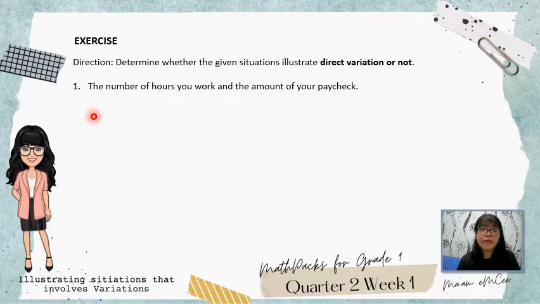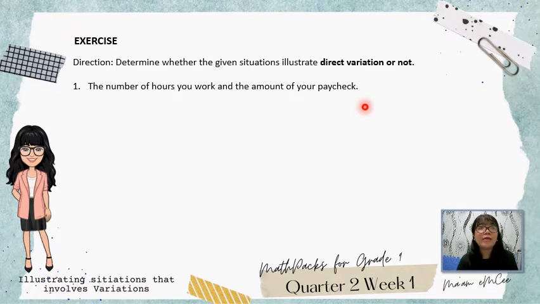So, is this a situation illustrating direct variation or not? What do you think will happen if the number of hours you work increases? Do you think the amount of your paycheck will also increase or decrease? If your answer is it will increase, then this is a situation illustrating direct variation, because as the number of hours you work increases, the amount of your paycheck also increases.